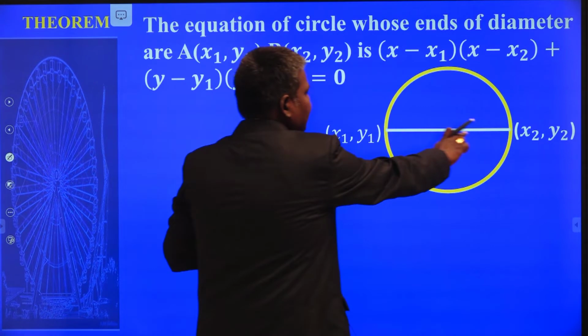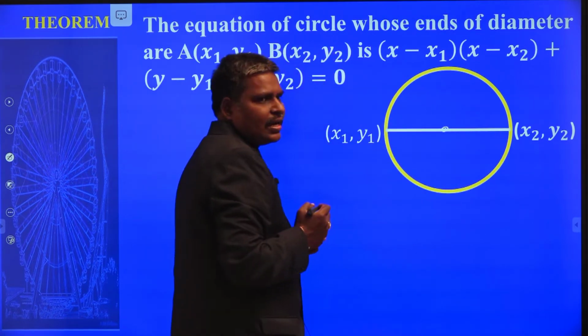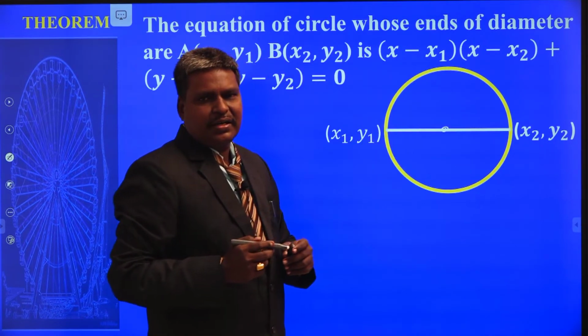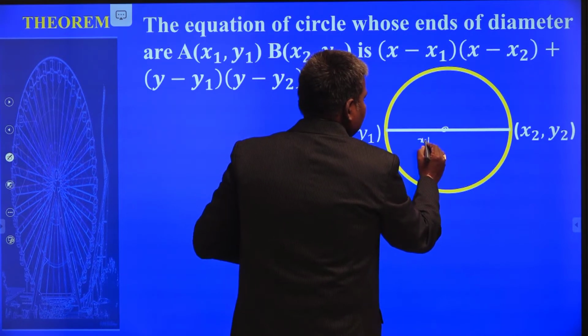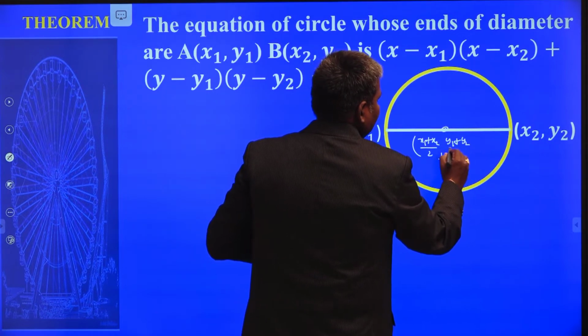These are the extremities of the diameter. Can you find the center of the circle or not? This is nothing but the midpoint of the ends of the diameter. So what is the midpoint? ((x1 + x2)/2, (y1 + y2)/2).